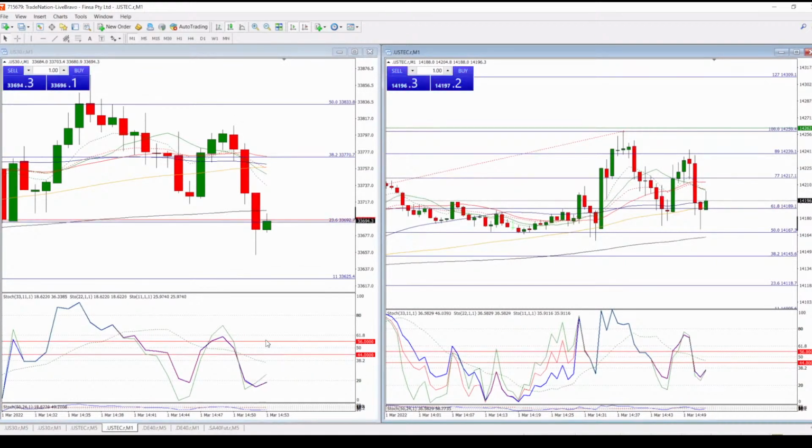Dow might be setting up for another stochastic up through 50. Let's just check out the bigger time frames. No, really, 61.8 of daily might be in the way. Looking at that.